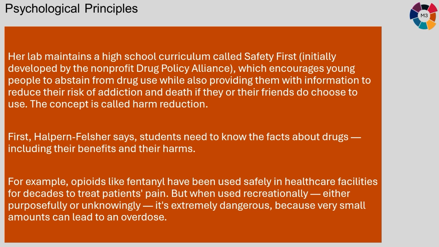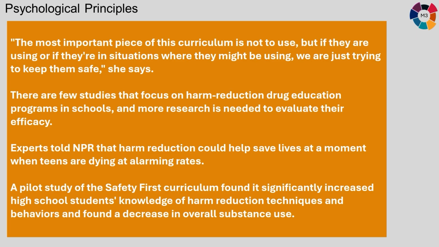First, Halpern-Felschler says students need to know the facts about drugs, including their benefits and their harms. For example, opioids like fentanyl have been used safely in healthcare facilities for decades to treat patient pain, but when used recreationally, either purposefully or unknowingly, it's extremely dangerous because very small amounts can lead to an overdose. She reports that the most important piece of the curriculum is not to use, but if they are using or they're in situations where they might be using, they are trying to keep them safe or as safe as possible.